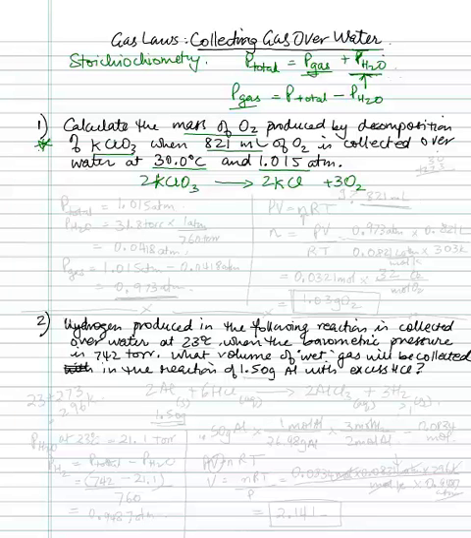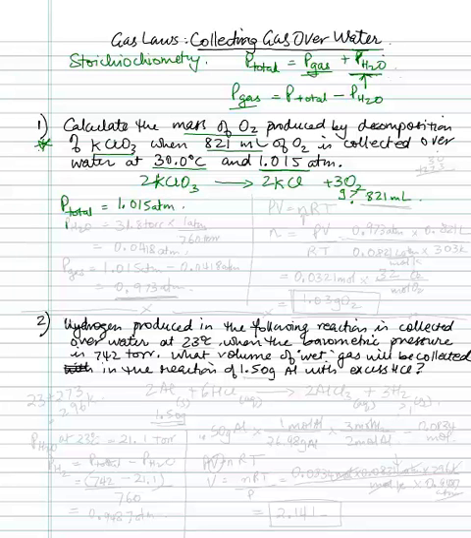And so then what are we doing? Calculate the mass of oxygen by decomposition of KClO3. Okay, and so how much oxygen is collected? It is going to be 821 milliliters. So let's start working on this one. First of all, for the pressure. Okay, so P total is equal to 1.015 atmosphere.